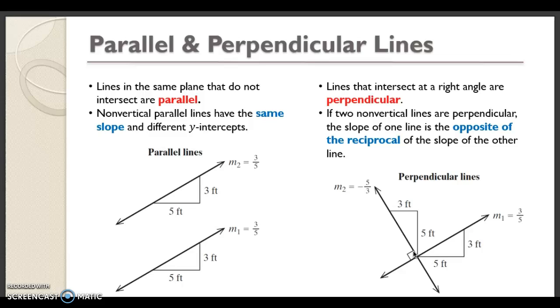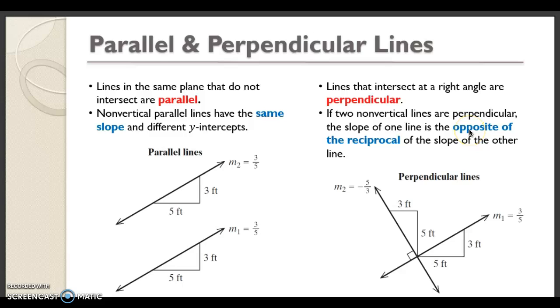Now, I said always, but that's only if they're non-vertical, okay? Because you could have a vertical line and a horizontal line, and those are going to cross at right angles as well. Because one has to be positive, one has to be negative, okay?